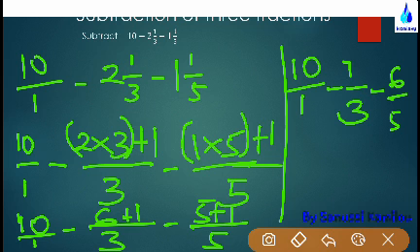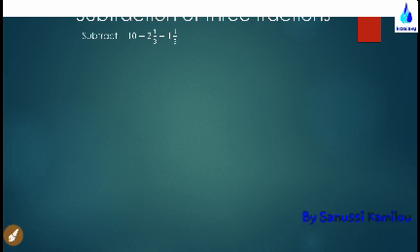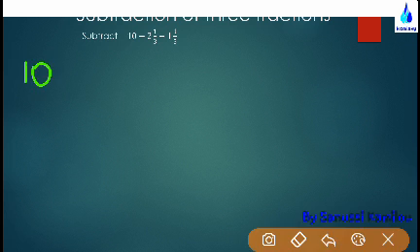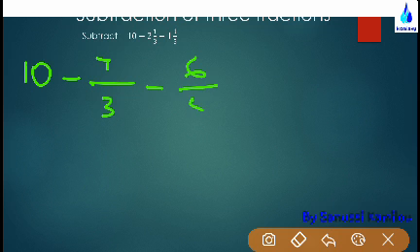So let's move to the next page. On the next page, we are having 10 minus 7 over 3, is it not so? Minus 6 over 5, which is exactly what we got. And we said that 10 is the same as 10 over 1. So quickly we are going to look for the LCM of the denominators of these three fractions.